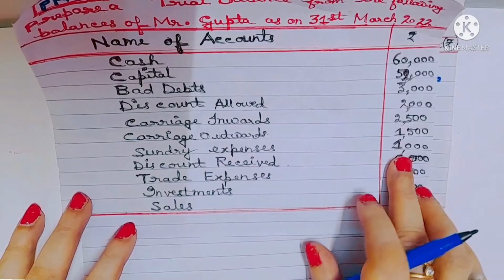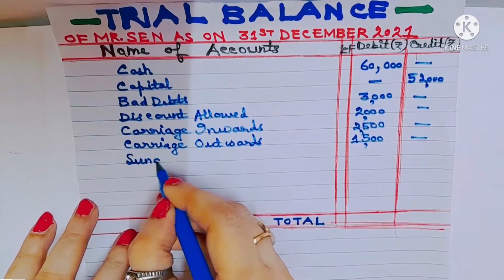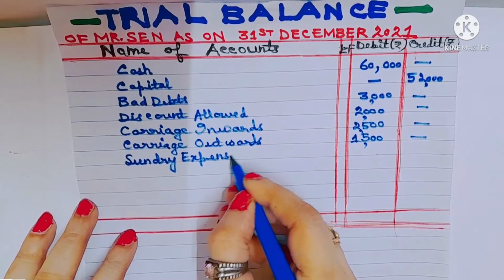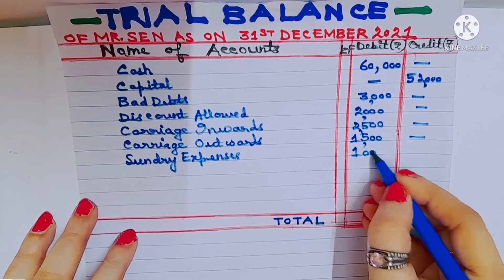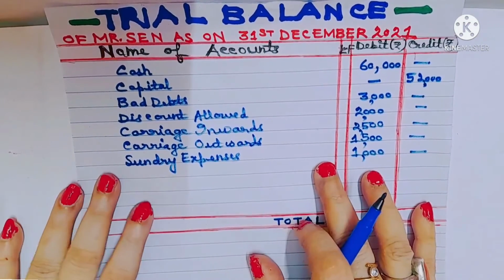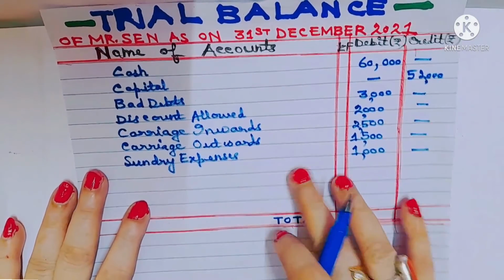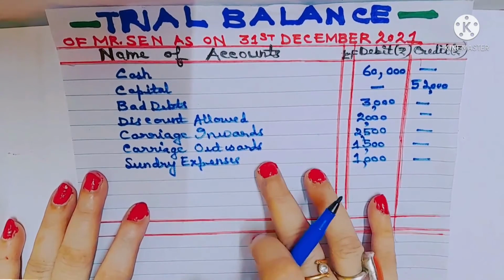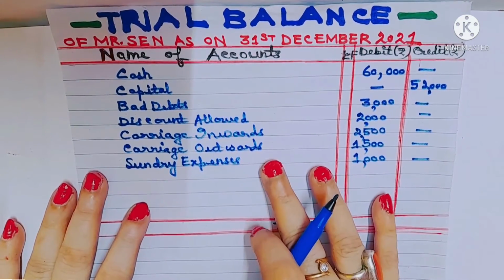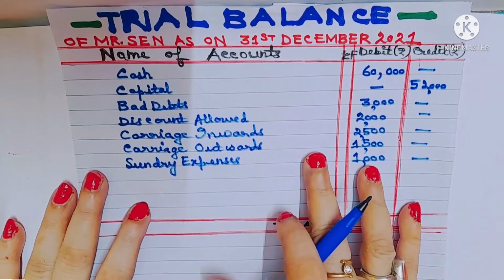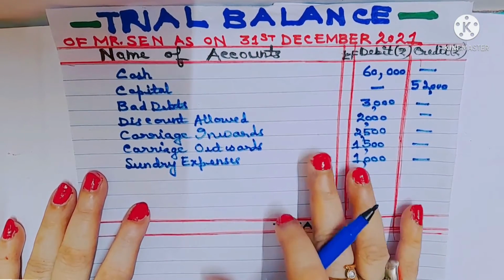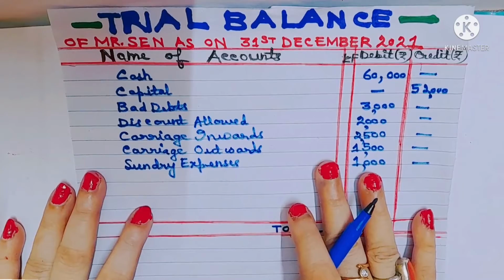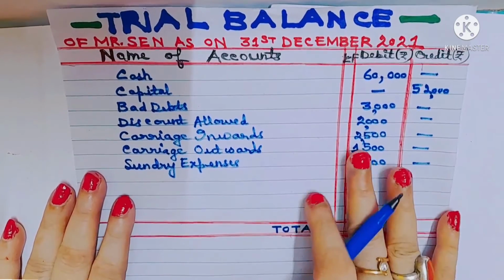Sundry expenses 1000. Let's write sundry expenses. Why is sundry expenses a debit balance? Because sundry expenses comes under nominal account. According to nominal account, all losses and expenses are debited. Sundry means various kinds of expenses. Sundry expenses is an expense for the business, so it will be debited because it falls under nominal account. Understood? Let's see the next account.